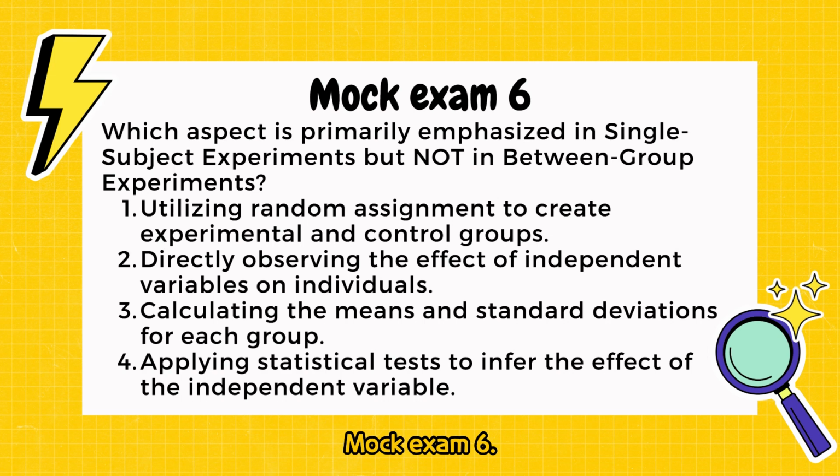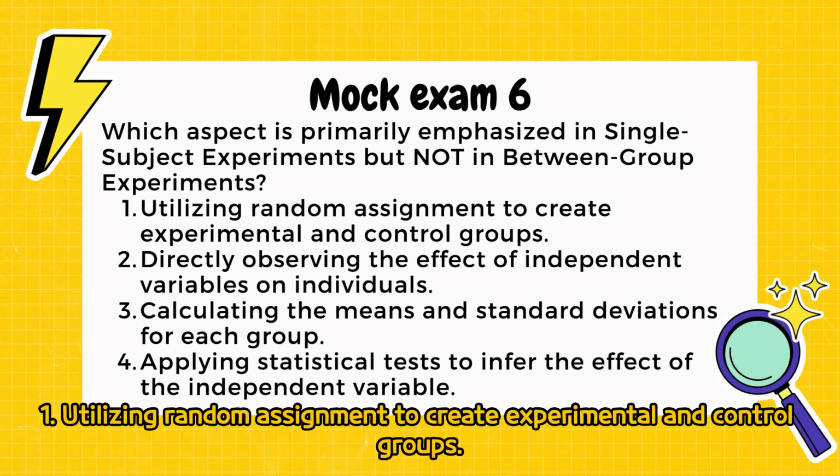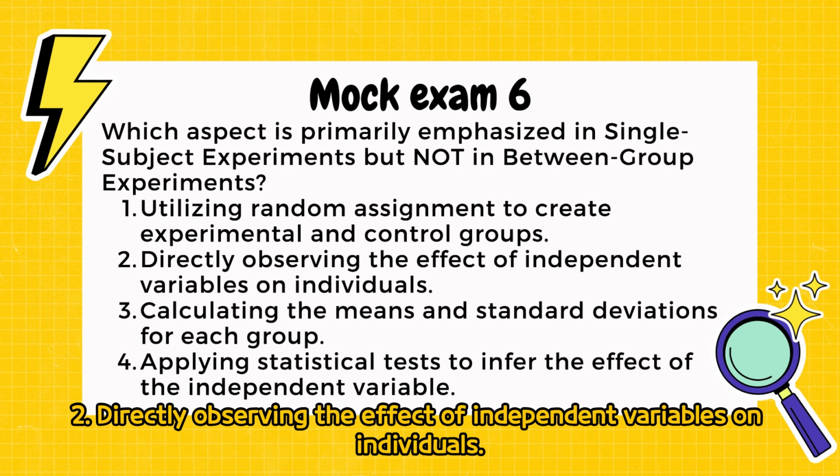Mock Exam 6. Which aspect is primarily emphasized in single-subject experiments, but not in between-group experiments? 1. Utilizing random assignment to create experimental and control groups. 2. Directly observing the effect of independent variables on individuals.